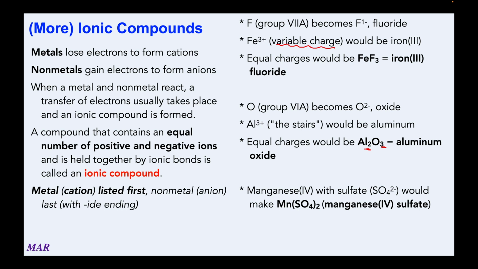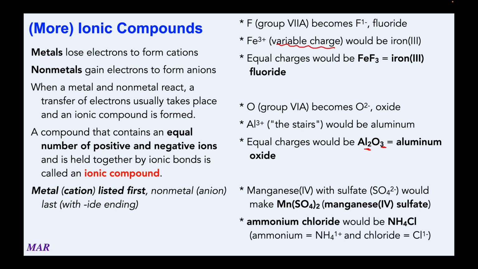Manganese, Roman numeral 4, would be Mn +4, and sulfate, SO4 -2. You're going to need 2 sulfates to bond with the manganese, so you'd write that Mn(SO4)2. That would be manganese 4 sulfate. And again, you need the Roman numeral because manganese is not group 1A, group 2A, or the stairs. All the other metals, you need to use Roman numerals on them. You can also use the polyatomic ion ammonium, which is positive, to react with things. Ammonium chloride would be NH4Cl. Again, no parentheses because we're only using one polyatomic ion.